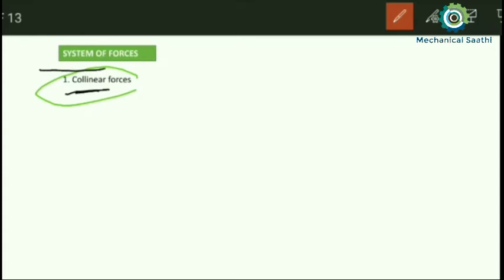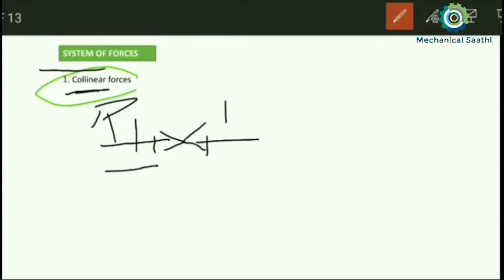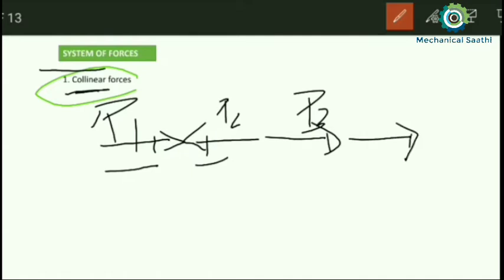So I can give an example. Suppose there is a force P1. Magnitude is given as P1, and direction in this direction. Again, there is another force, that is P2, which is in this direction. Again, suppose there is another force, that is P3. So direction is in this direction, and let there be another force, that is P4, like this.